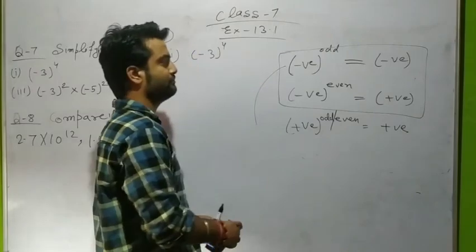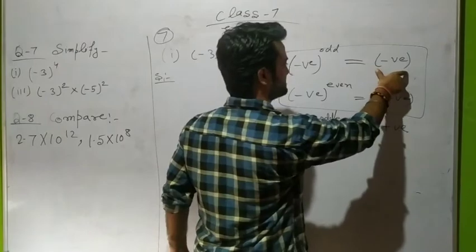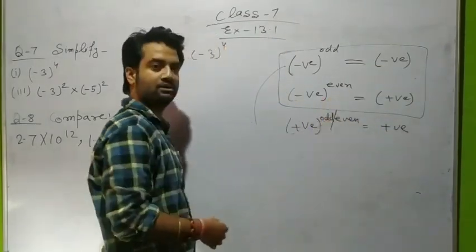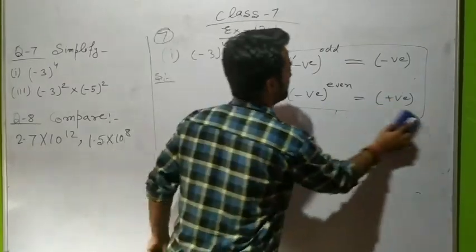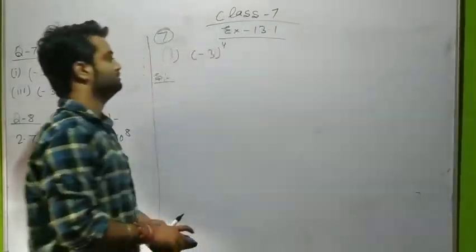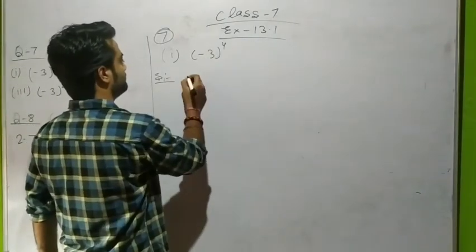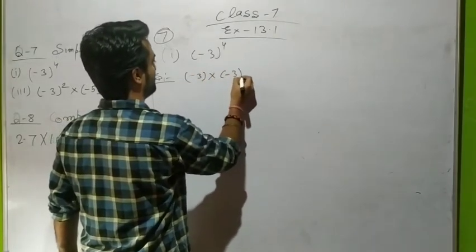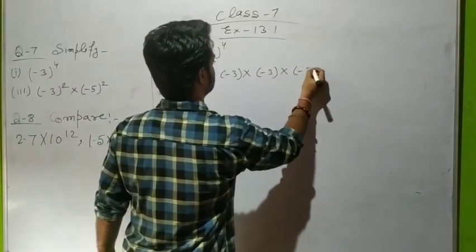Just remember one thing, if a negative number has an odd power, its answer will be negative. And if a negative number has an even power, then its answer will be positive. Okay, easy. I hope now the picture is clear, and let's move to our first question of 7. Minus 3 raised to the power 4 can actually be written as minus 3 multiplied with itself 4 times.